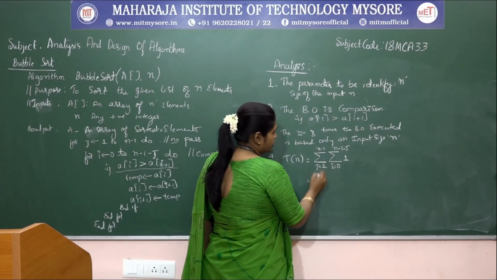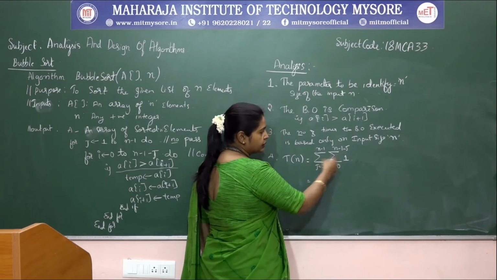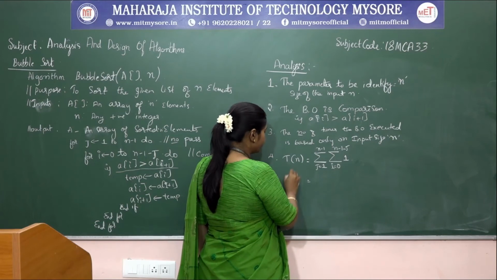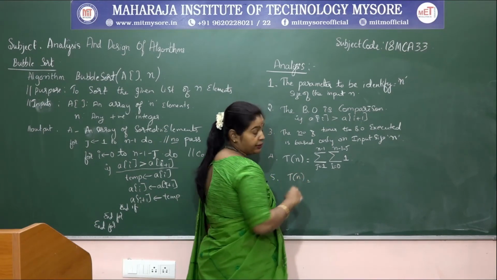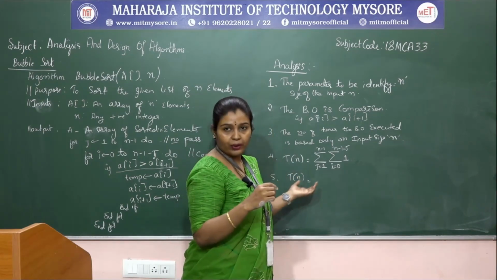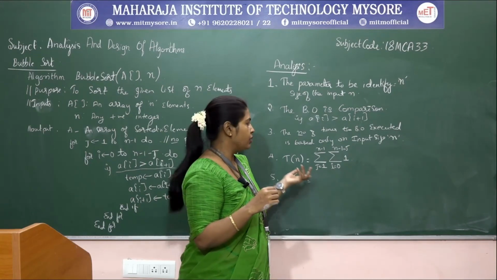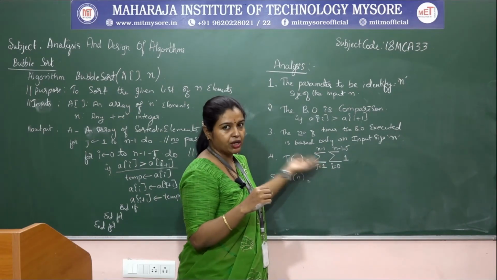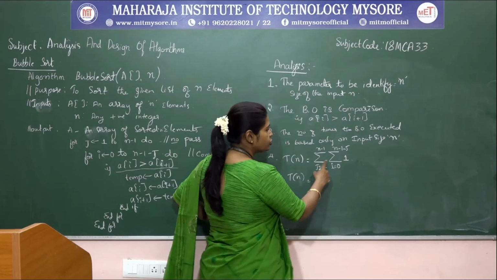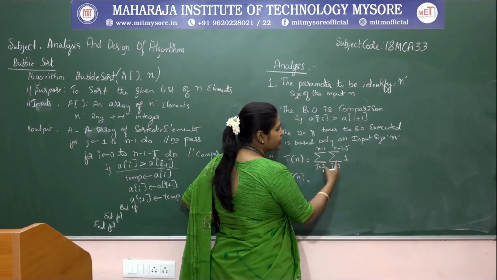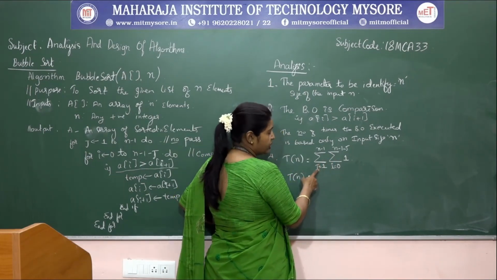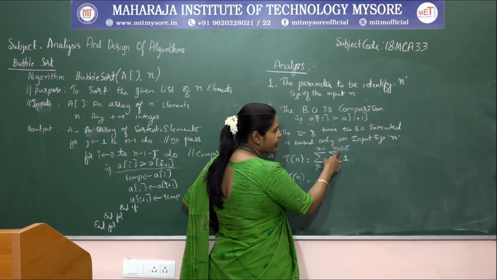Now we can't solve this equation separately. In the fifth step, we need to solve for T of n. We need to obtain a polynomial equation by solving the summation equation. In order to solve it, we can't separate these terms. Why? Because j is the variable and this is dependent on what?